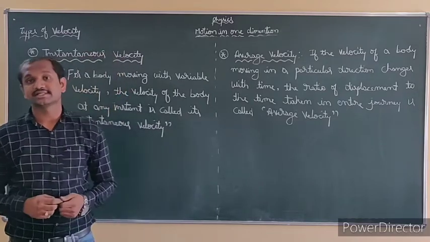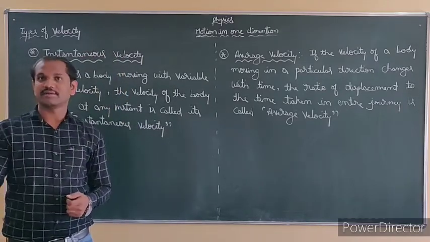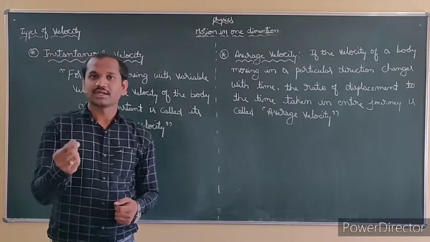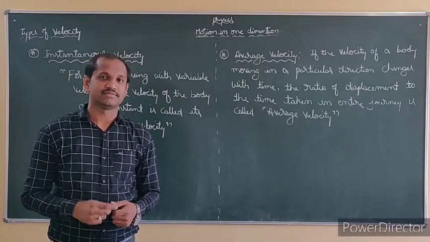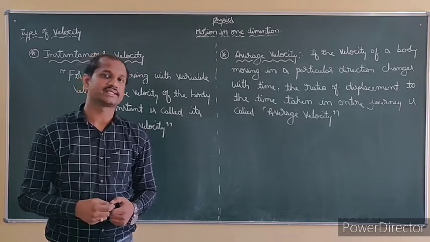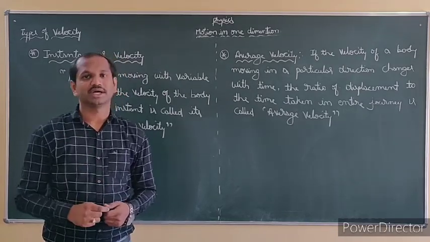How do you find the instantaneous speed? At any moment when a body is traveling, the speed at that particular time gives you what we know as instantaneous speed. What is the instrument we use to find the instantaneous speed? The speedometer of the vehicle.